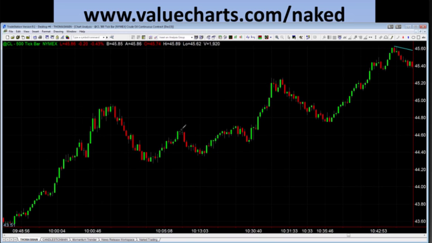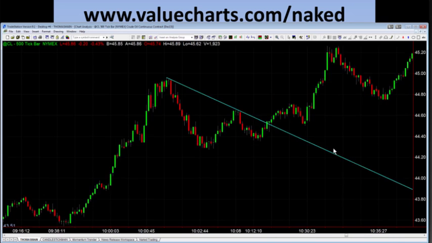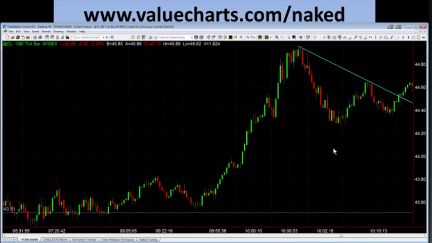Let's take a look at another one. What happens? Here's a lower pivot high within the context of overall uptrend. Where do you get long? Right here. What happens? We immediately shoot straight up, pull right back down, put another higher low, and shoot straight up again. Pull right back down, put another higher low, shoot straight up again. Trend continues to climb.